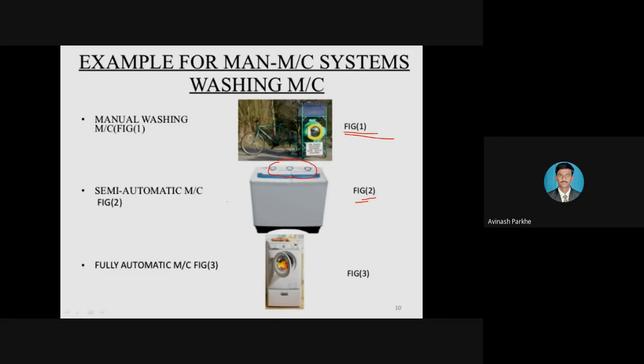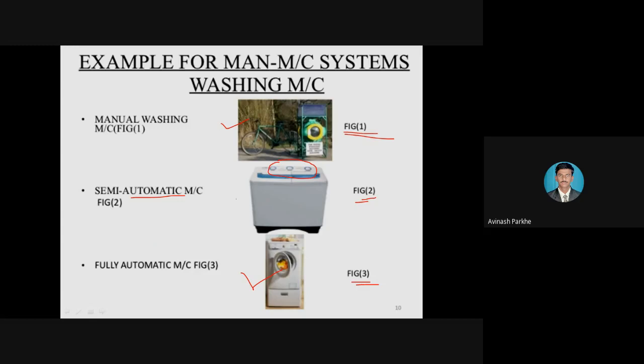Once I have inserted all the clothes and given all the settings, and once I start it, automatically that washing machine will work and perform its operation. Therefore, the second machine is called semi-automatic, and the last figure is called fully automatic. Whatever the third figure is, such washing machines are available nowadays in our homes. The first type, manual operated, these types of machines are not available in our homes.